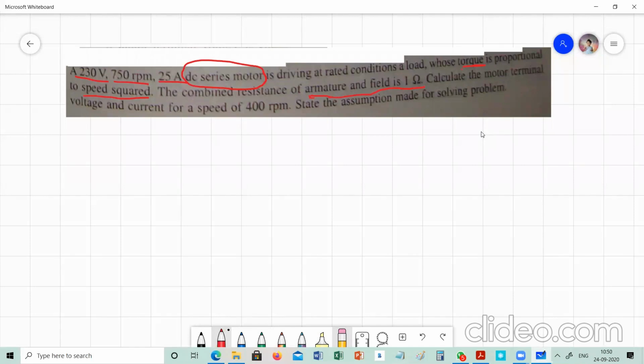Calculate the motor terminal voltage and current for a speed of 400 rpm. State the assumption made for solving the problem. If you have made any assumption, you can state that. Most of the time the assumption will be to assume the magnetic circuit is linear. Such an assumption we can state, but most of the time it is not needed.